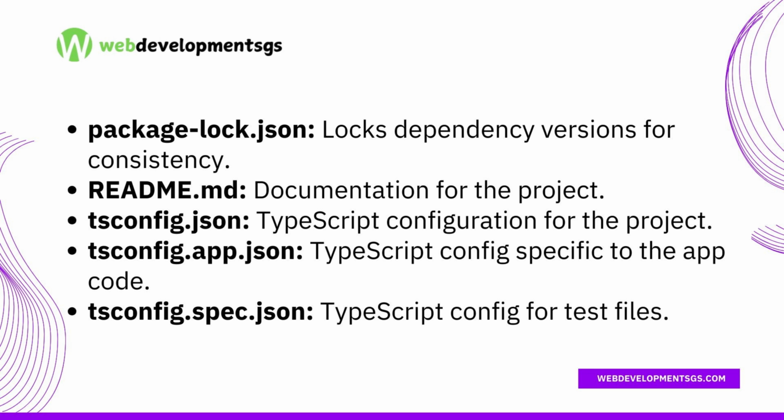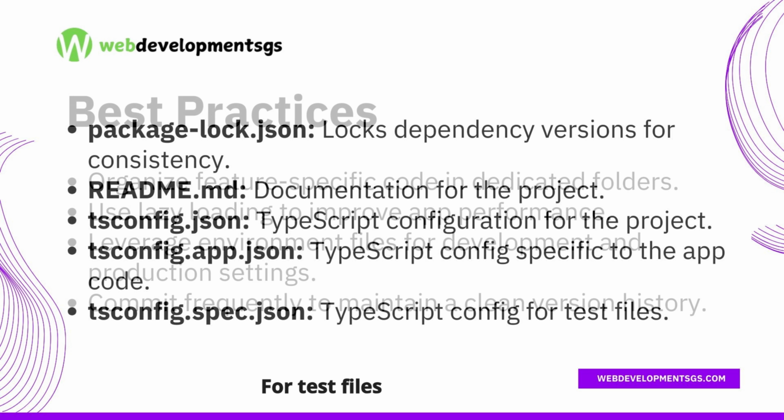Next, we have tsconfig.app.json. This is a TypeScript configuration specifically for the application code inside the src folder. Next, we have the tsconfig.spec.json file. This is a TypeScript configuration file specifically for test files.